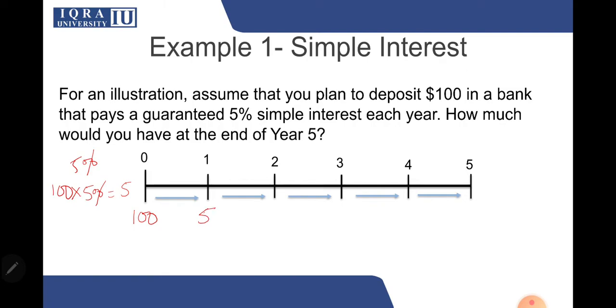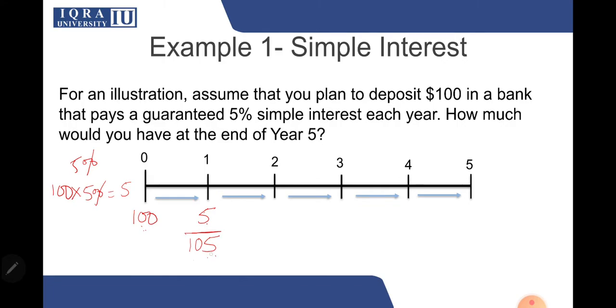Now because this is simple interest, next year once you get interest, you will get it on the 100 amount only. Okay, I'm going to repeat this. So at time 0 you have 100. On this 100 you get a 5% interest, so you get 5 rupees of interest. Now your account has 105 rupees, 100 plus 5 interest. So your account balance is 105.